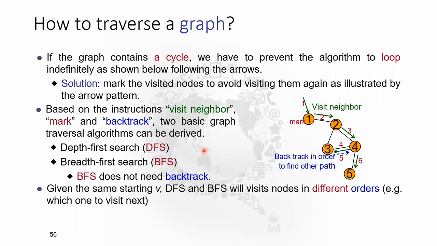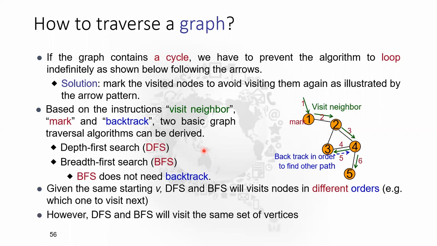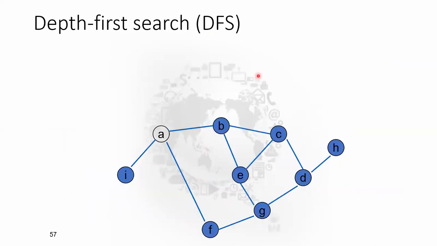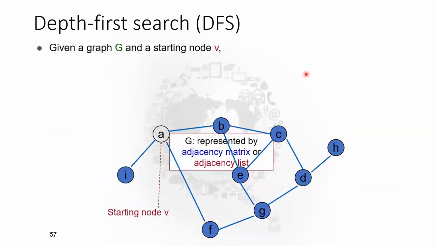Depth first search and breadth first search can give you different outputs when visiting the nodes, because the way of visiting is actually different between them. But here it says that they will visit the same set of vertices. Given the same set of vertices, they will actually visit the same set.